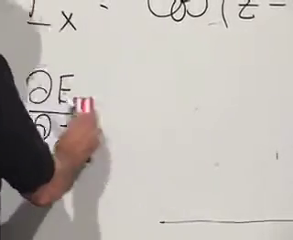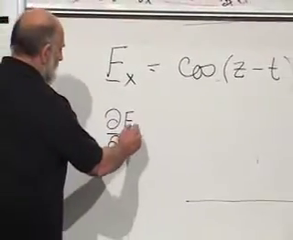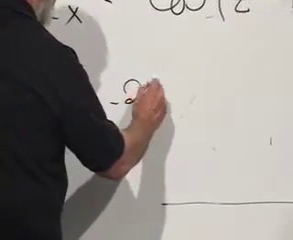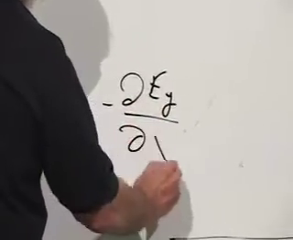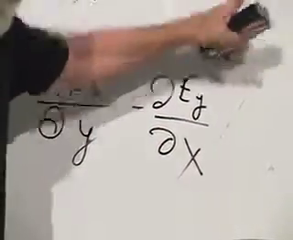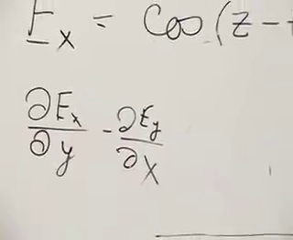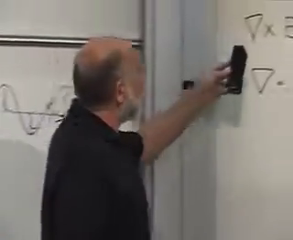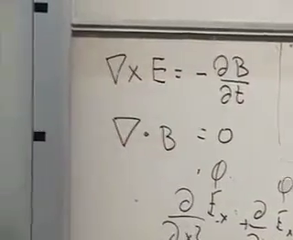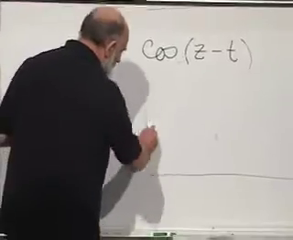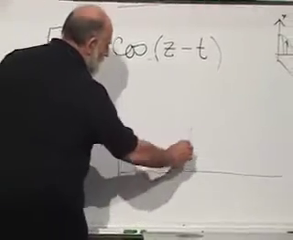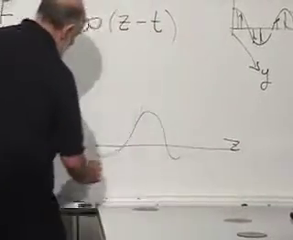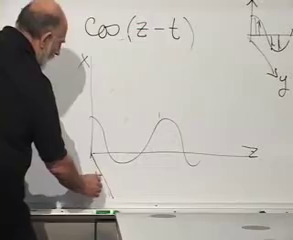We could look for some other component. Let's look for the z component. That would be dEx by dy minus dEy by dx. Well, Ex doesn't depend on y, and Ey is 0 altogether. There's no other component. So the only component of the curl of E is along the y-axis. The electric field is along the x-axis, the wave moves along the z-axis, and the magnetic field is along the y-axis.